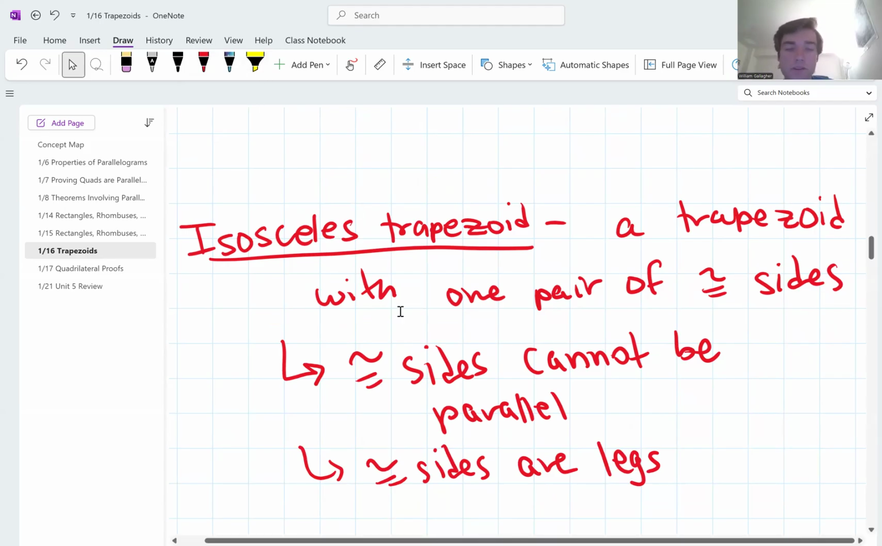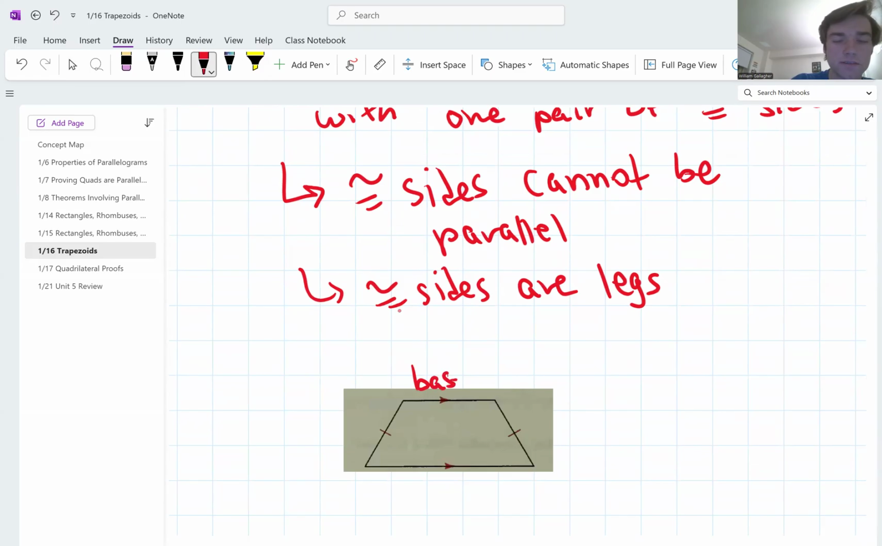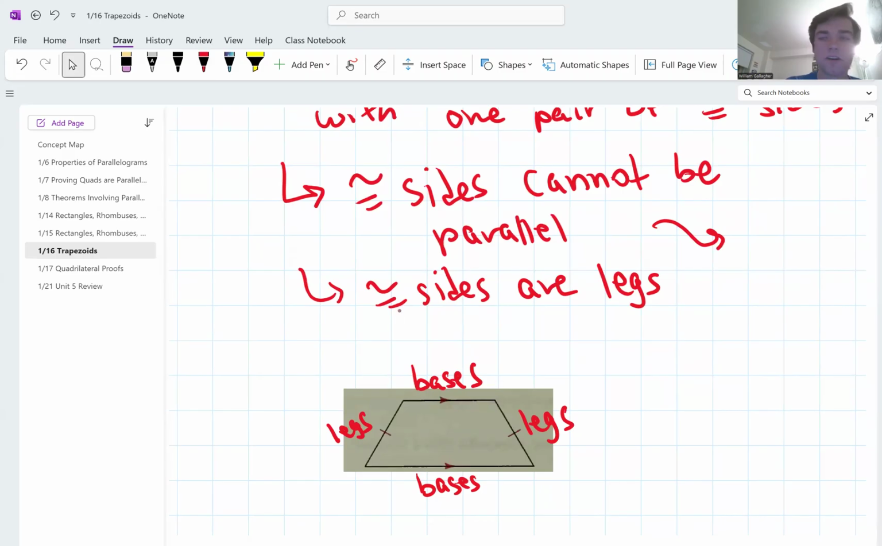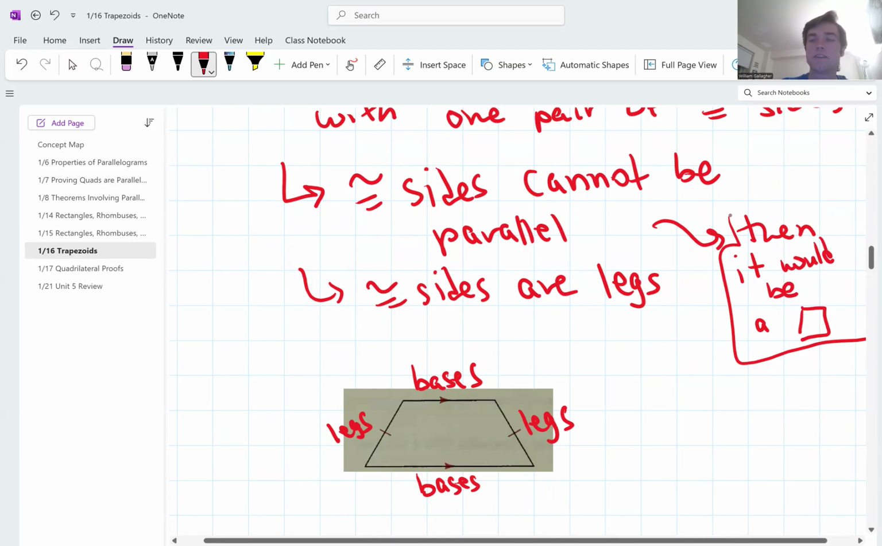So that is important. If we scroll on down here, this is a picture. And again, these are the bases, and these are the legs. And I suppose I should probably mark here, as I just said before, that if the bases were also the congruent sides, then it would be a parallelogram, which we just said trapezoids are not. So you might want to annotate that as to why. All right.